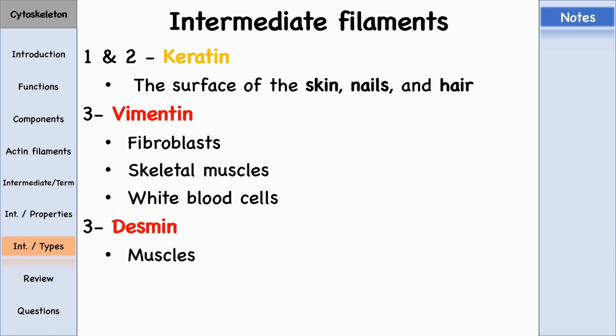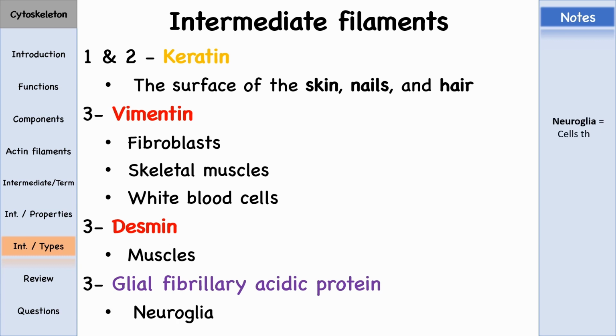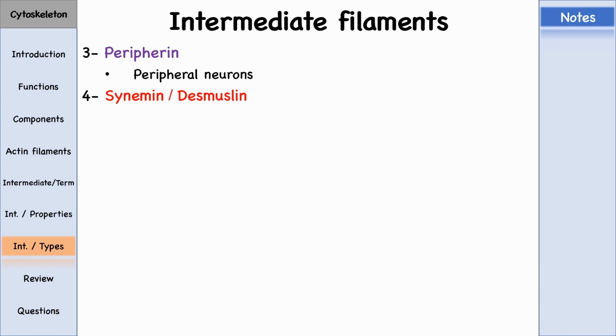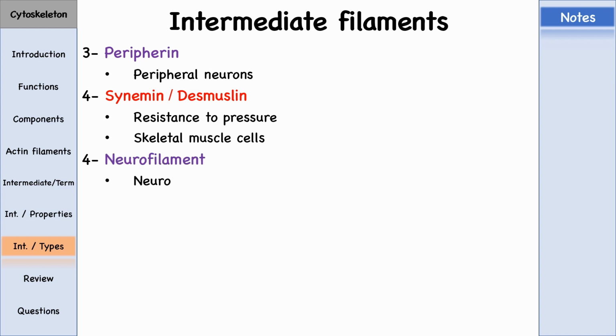found in the muscle cells, especially striated muscle cells, and we will also see it in the muscle lessons. Also, another subtype of the third type is glial fibrillary acidic protein, which is found in neuroglia. Also, another subtype of the third type is peripherin, which is found in the peripheral nerve cells. The fourth type is synemin, also known as desmuslin. It provides resistance to pressure and it is present in the skeletal muscle cells. Another subtype of the fourth type is the neurofilament, which is found in the neurons.